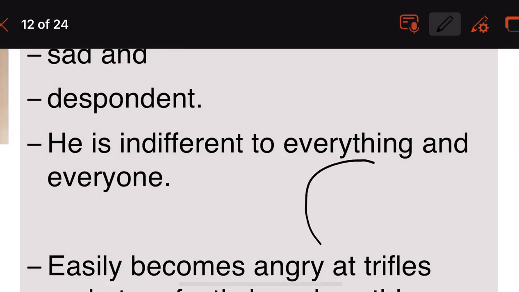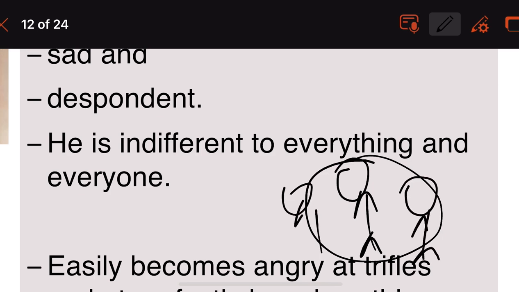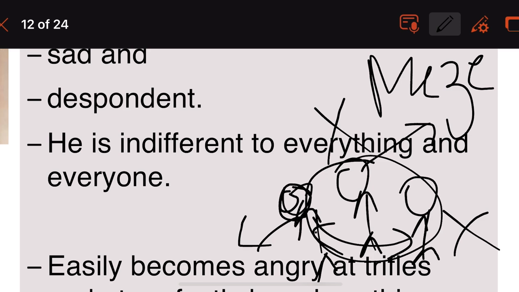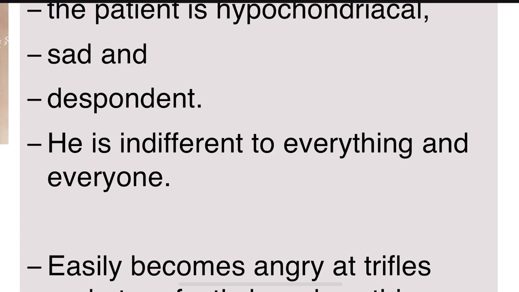If the Mezereum patient is in company, say a group of five friends, he will be so indifferent to what is happening in the group. If two are fighting, he is not bothered, he's completely indifferent. If one of his friends fell down and broke his arm, he is indifferent, no sympathy, nothing. He is dead to all the members of the company. Everything seems dead to him, he is least bothered about what is happening, indifferent even to the pleasurable surroundings and the people in the company he is with.